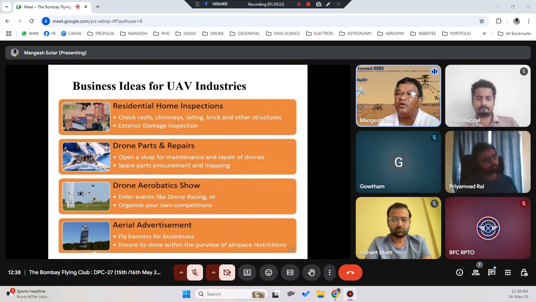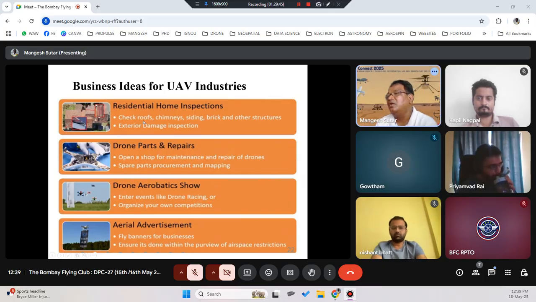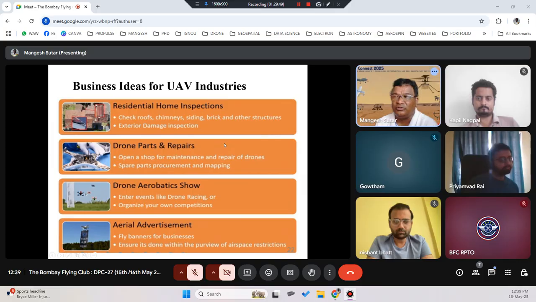Then you can use drones for aerobatic shows or aerial advertisement. A lot of companies have come up in this segment, where they are even arranging night shows using drone flying, or what we call swarm technology. So these are some of the business ideas for your rotorcraft drones.